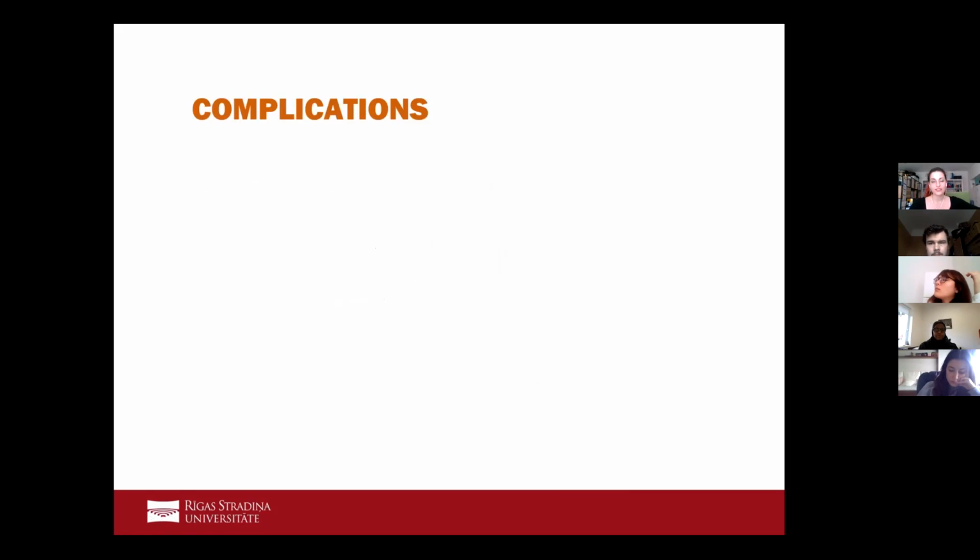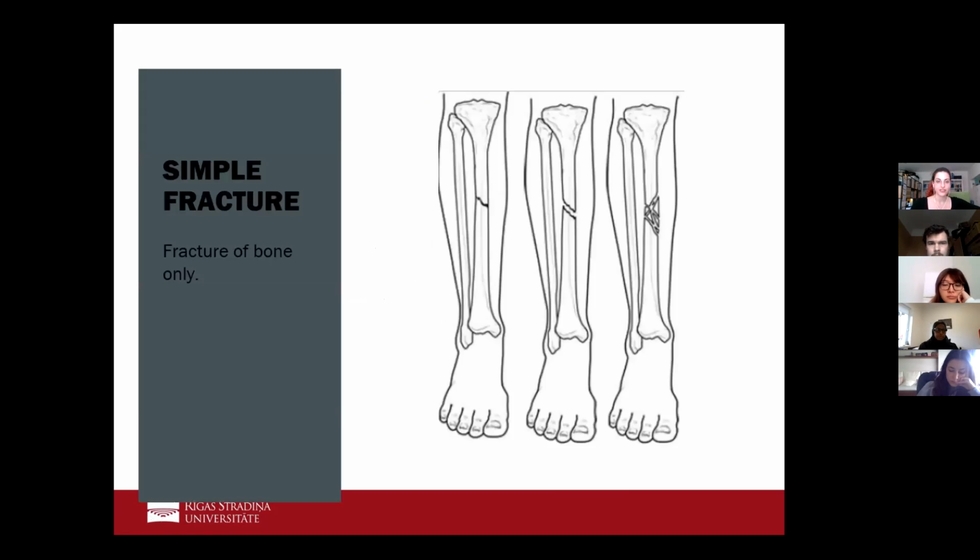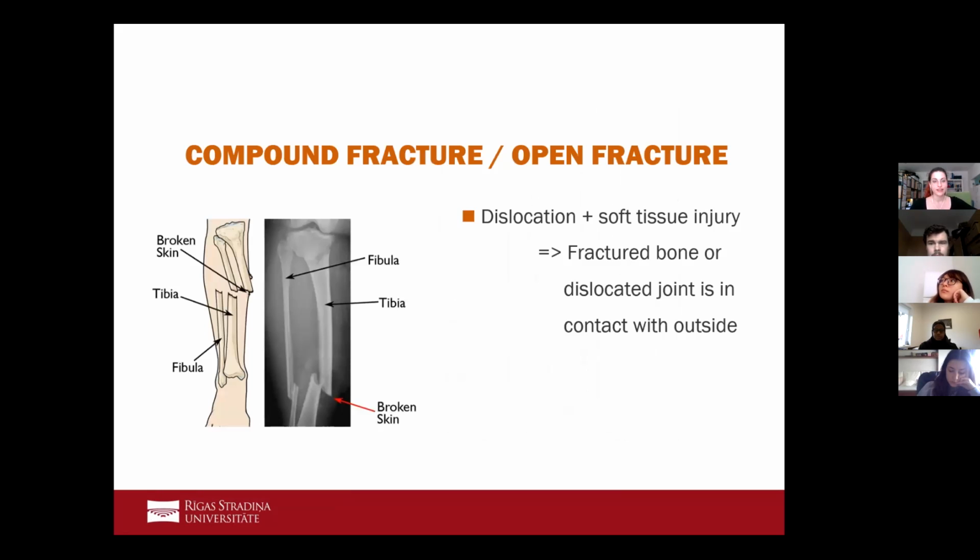Let's move on and talk about complications with fractures. Until now, we've talked about simple fractures, in which the bone is only fractured and everything is still internal. There's also something called a compound fracture or open fracture, in which the fracture or dislocation is paired with a soft tissue injury. So the fractured bone or dislocated joint is in contact with the outside, as you can see quite well on this X-ray.